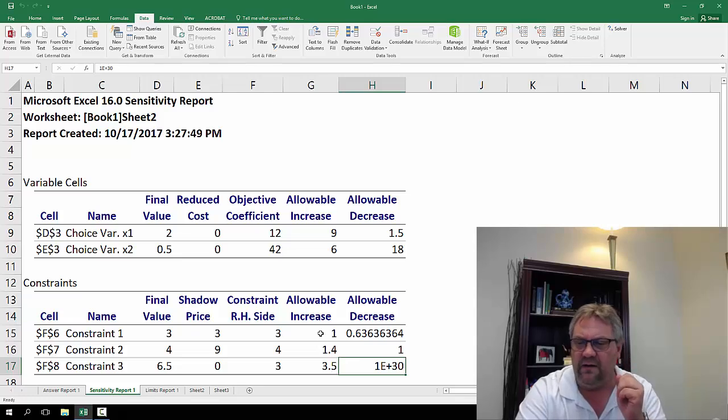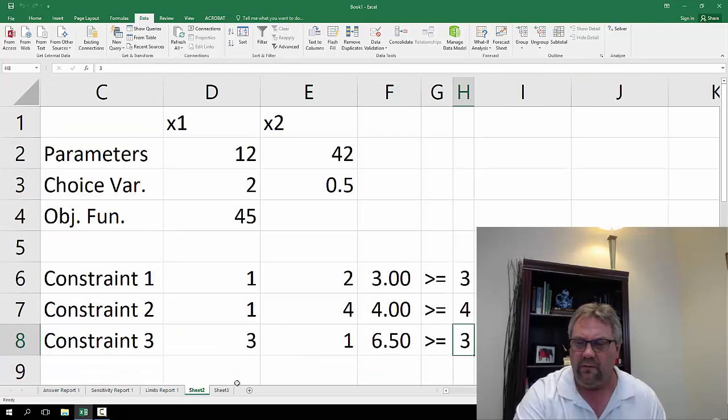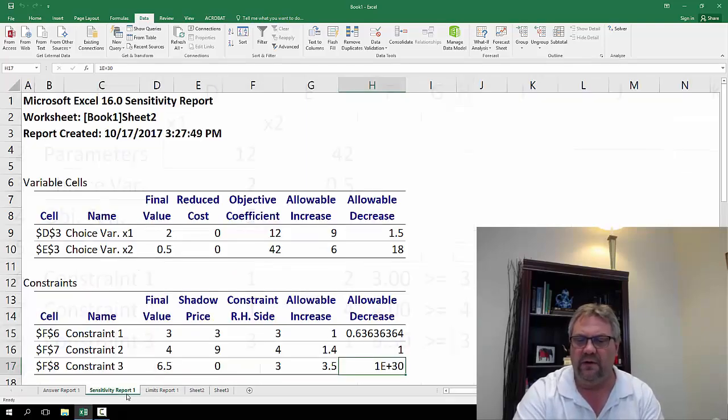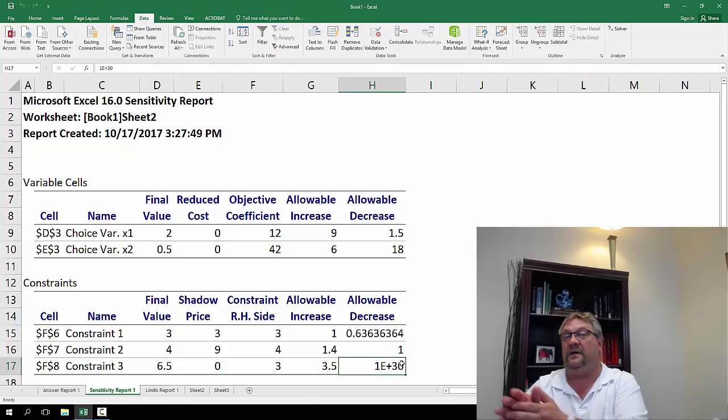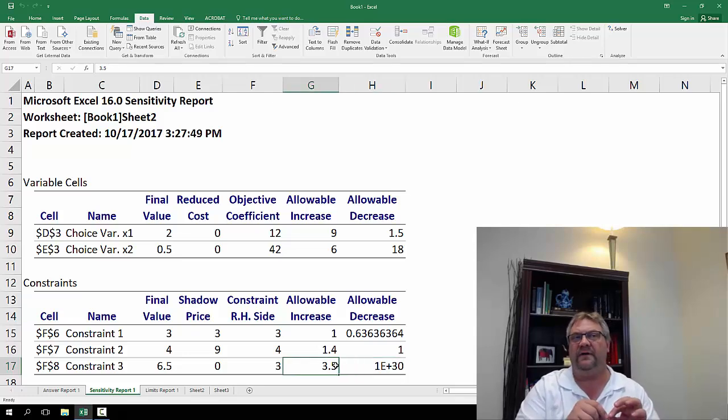Generally speaking, for a maximization problem, right here we have these greater than or equal to constraints, so you're going to get the infinity on the allowable decreases. On the max problems, you have less than or equal to constraints. So if you do have a non-binding constraint, usually you'll have an infinity on the allowable increase. All right? So there, I know I went a little bit faster, but I just didn't want to bore you.